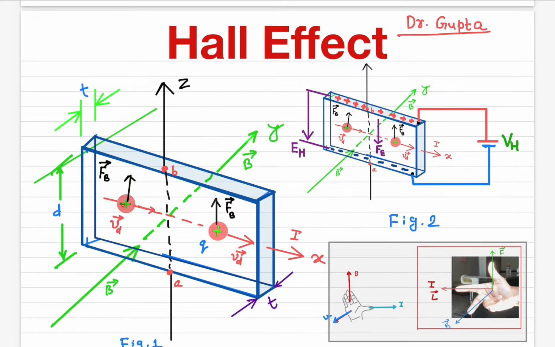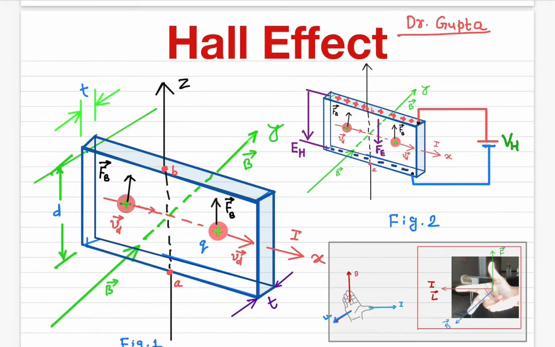The current is moving along the x direction. The magnetic field is along the y direction, and we have already discussed that the magnetic force is perpendicular to both the velocity and the magnetic field direction. So as the current is along x and the magnetic field is along y, the magnetic force will be along the z direction. So for the positive charge, in this case, it will be along the z direction.